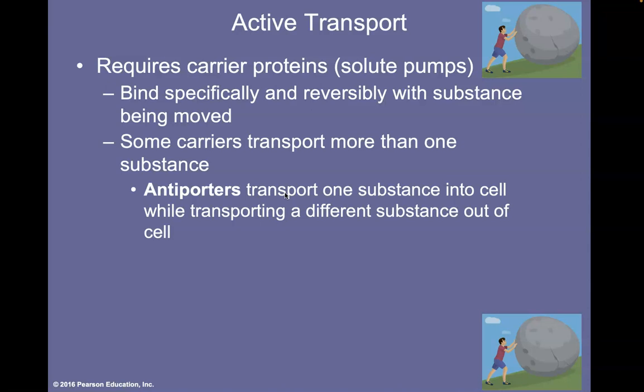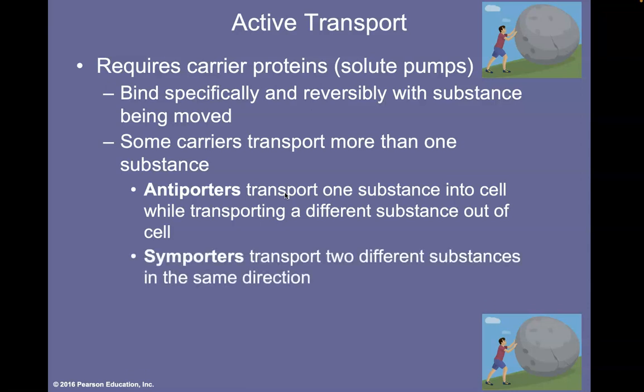So some carriers, just like I talked about a minute ago, can actually transport more than one substance. And there are two types of carriers that can do this. There are antiporters, which are going to transport one substance into the cell while transporting a different substance out of the cell. I'm going to give you the example of this in just a minute: the sodium-potassium pump. The sodium-potassium pump is an antiporter.